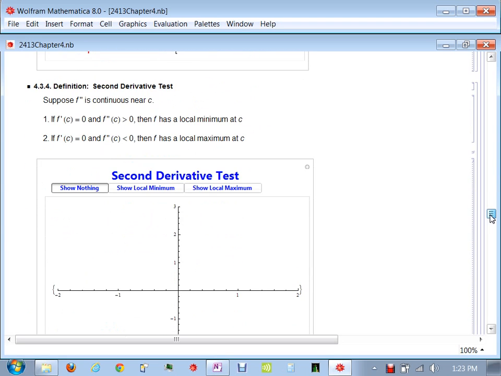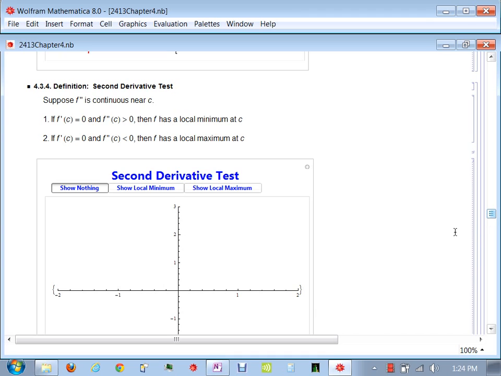All right, second derivative test. So what was the first derivative test? It said if you have a critical number, right? And then the first derivative switches from positive to negative, you have a what there? First derivative test. You have a local max, right? If the first derivative changes from negative to positive at a critical number, you have a what? Local min.